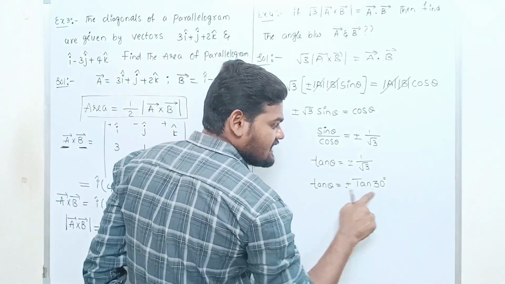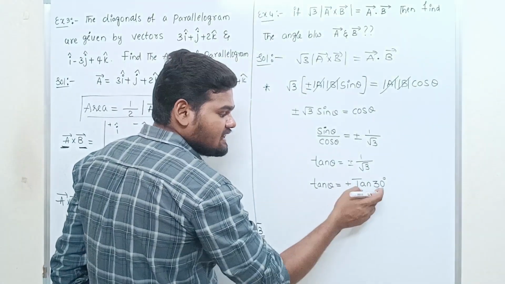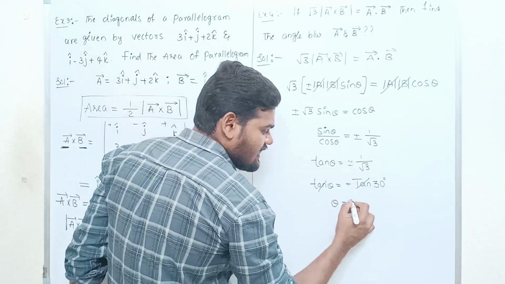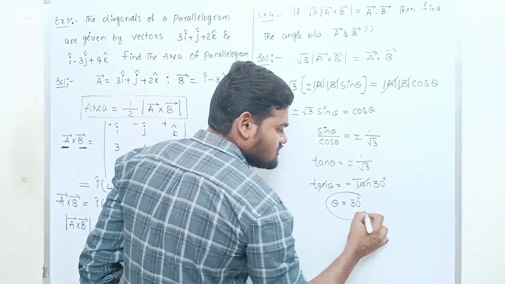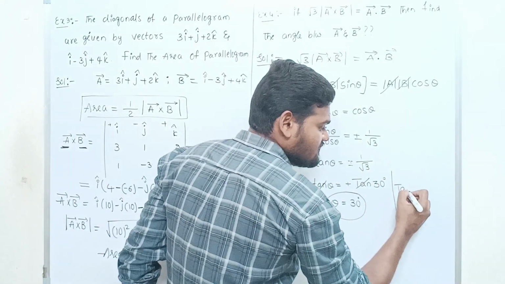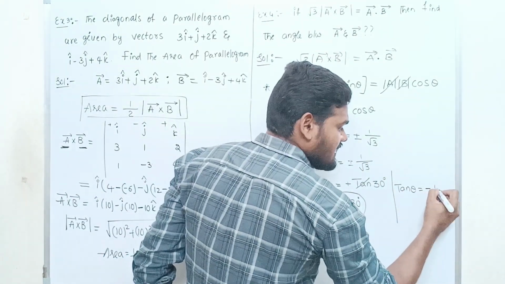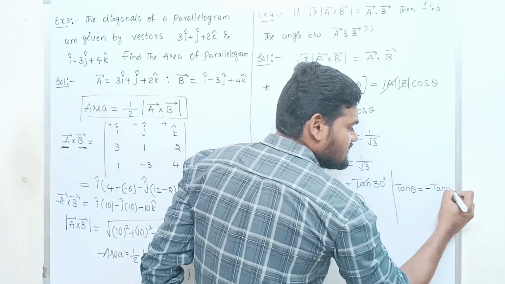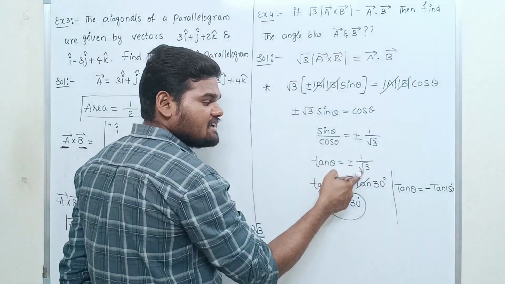So if you take tan 30, it gives 1 by root 3. Either theta is equal to 30 degrees when you take plus 1 by root 3, or it is 150 degrees when you take minus 1 by root 3.